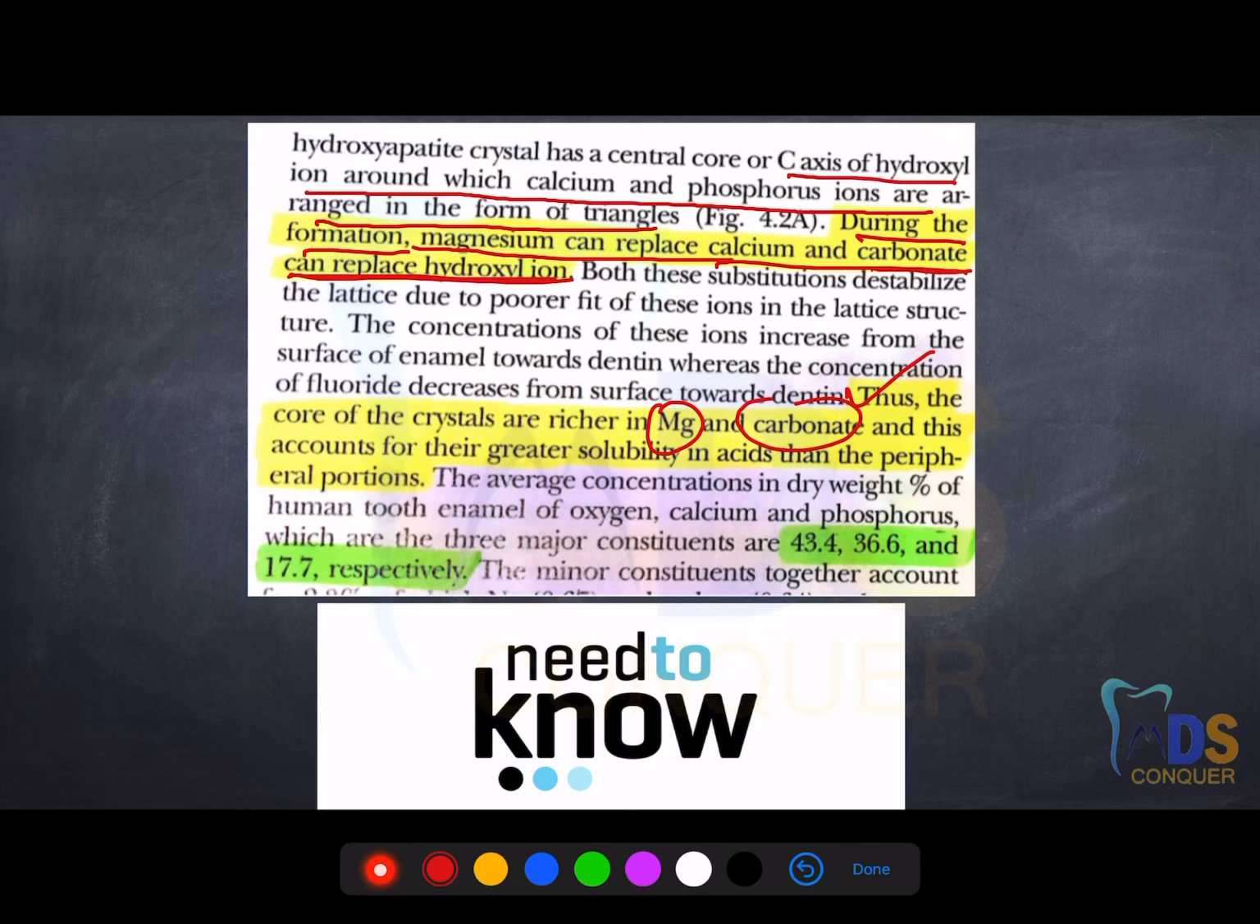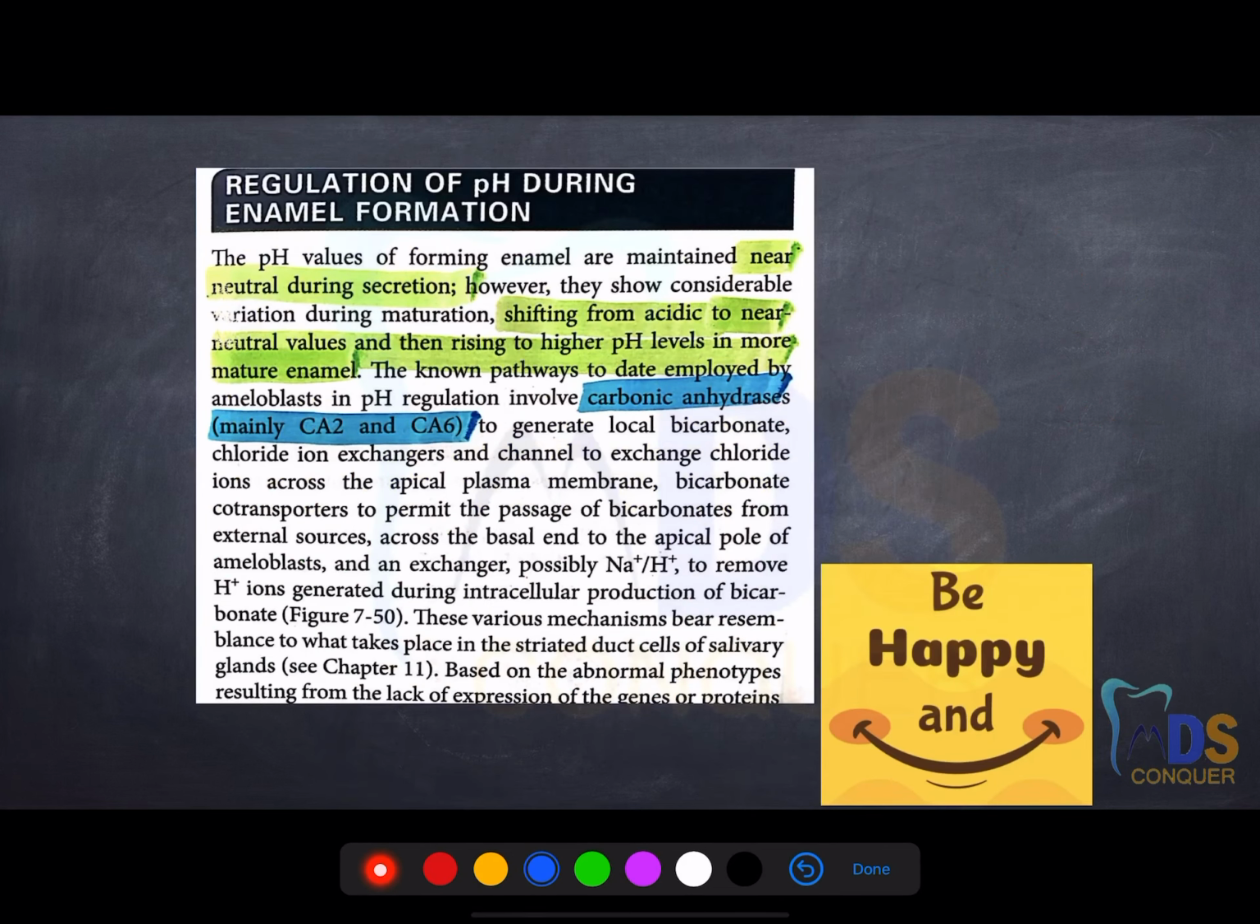The major content in the enamel structure is not calcium, it is oxygen, that is 43.4%, followed by calcium, that is 36%, followed by phosphorus, 17.7%. The major content is oxygen. Don't get confused, this is a big trap. And next is the pH regulation during enamel formation.